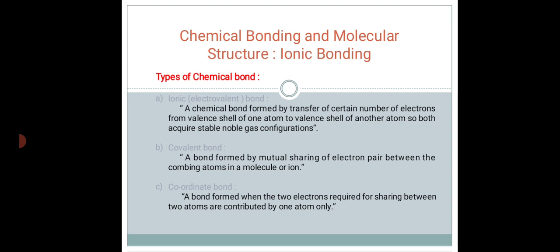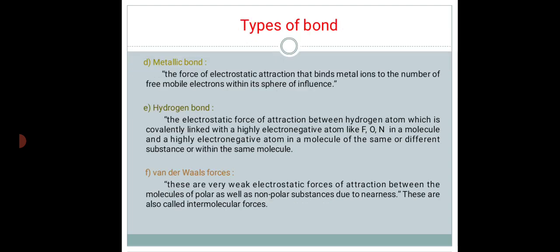Now the fourth type is metallic bond. The force of electrostatic attraction that binds a metal ion to a number of free electrons within its sphere of influence. This concept of metallic bond was introduced by Drude, then developed by Lorentz in 1923. Examples are the structures of sodium, magnesium, aluminum, etc.